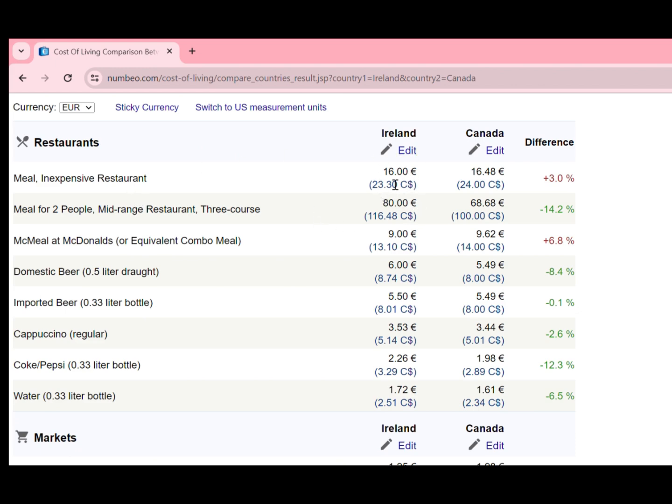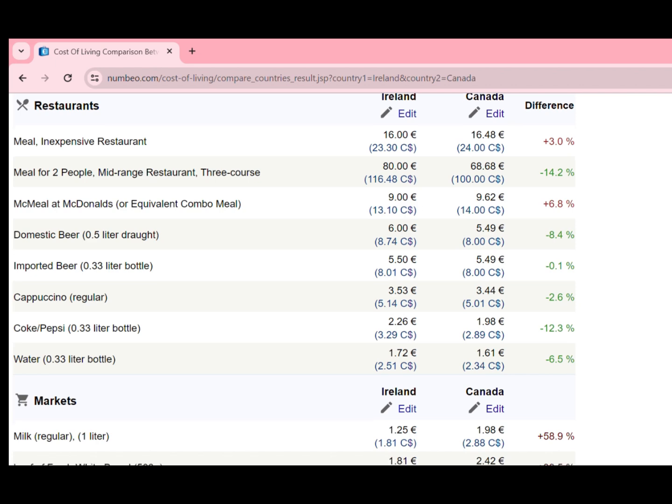I think it's just like a range, just to give you an idea. So you can see that Canada is a bit expensive. There are some things that are expensive in Ireland, and some are also expensive in Canada.